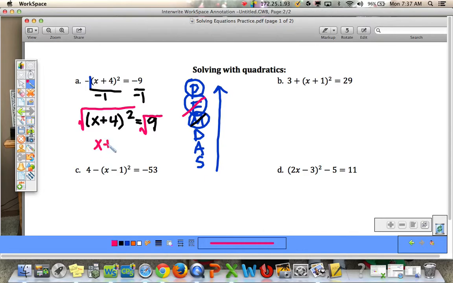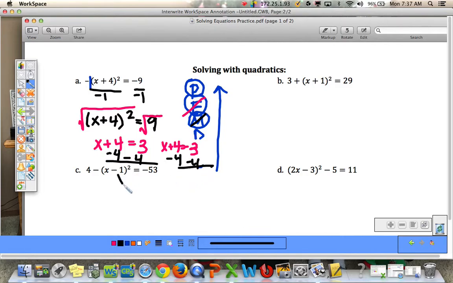We'll have x plus 4 equals, and actually there's two answers here. The square root of 9 is not 9, it's 3 and -3. So we have x plus 4 equals 3, and we also have x plus 4 equals -3. 3 squared is 9, also -3 squared is 9. And then we'll subtract 4 from each side and each part of the problem.